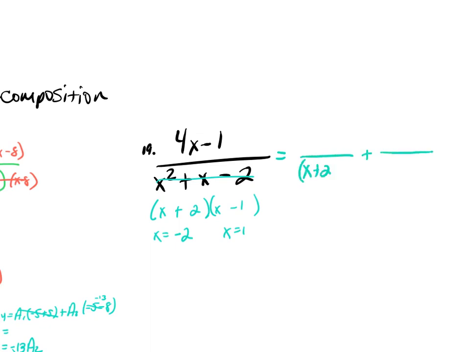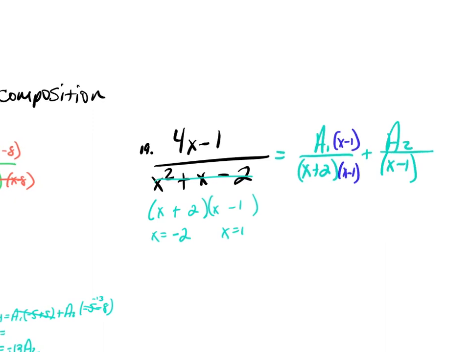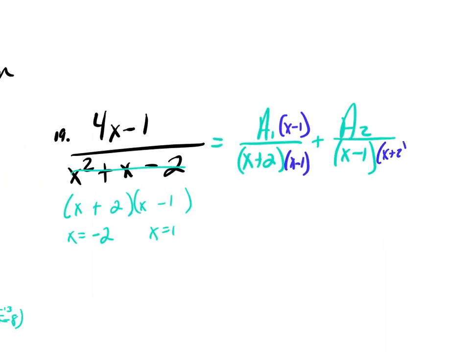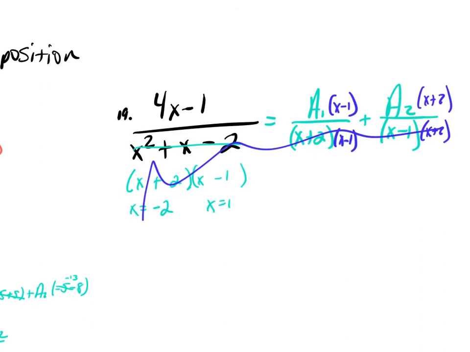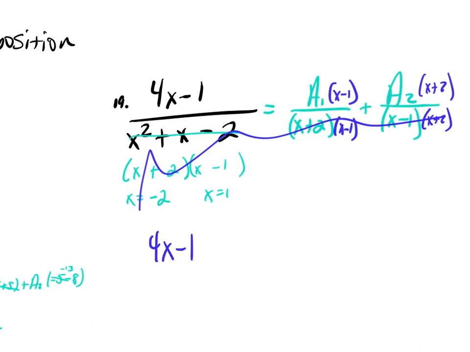So let's split apart. One fraction has a denominator of x plus 2. One has a denominator of x minus 1. A sub 1 and a sub 2. So, to get a common denominator, I need x minus 1 here. What I do to the bottom, I do to the top. Same thing over here. I need an x plus 2. So what I do to the bottom, I do to the top. This cancels out. So I have 4x minus 1 equals a sub 1 times x minus 1 plus a sub 2 times x plus 2.